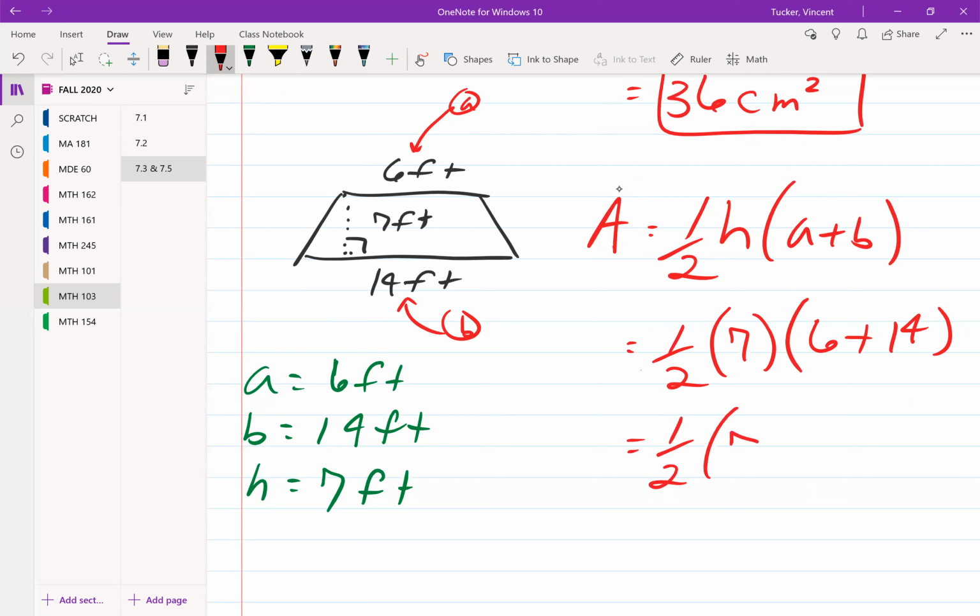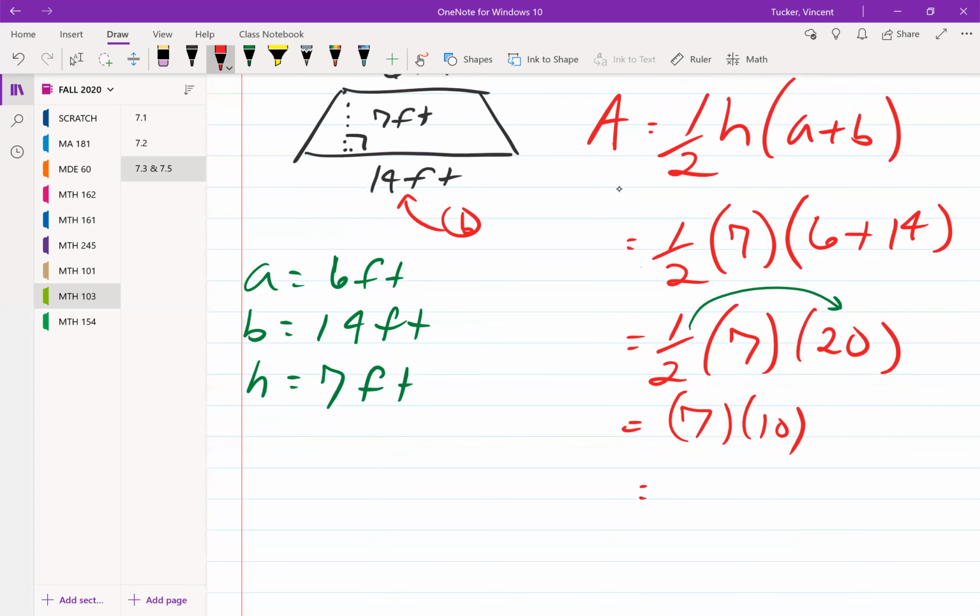That's 1/2 times 7 times 20. If you want to throw it in the calculator, you can. If not, we can take half of 20, because all of this is commutative when you're talking about multiplying. I can take this 1/2 and multiply it times the 20, and half of 20 is 10, and then 7 times 10 is 70. And don't forget, this is area, so it'll be 70 feet squared, or squared feet.